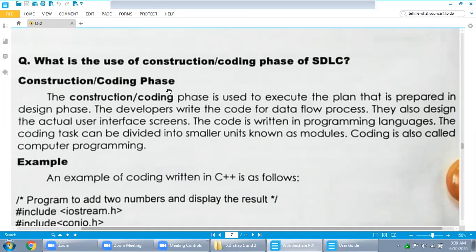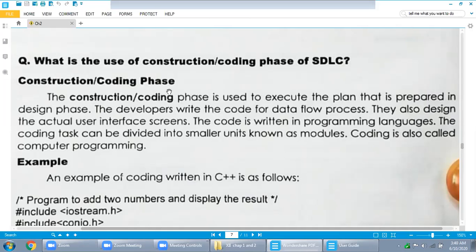Whenever you write something in any language, whether it is C, you already have the concept of C language from class 10. Over here, you will study C++. It is the same, only one chapter is changed; the rest is the same as C. The construction or coding phase is used to execute the plan that was prepared in the design phase, where you prepared algorithms and flowcharts.